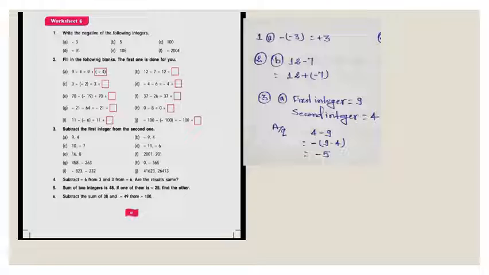In question number 1, you have to write the negative of the following integers. It means you have to write the negative of the given numbers. Like in question A, minus 3: the negative of minus 3 is minus of minus 3, which is equal to plus 3. Negative of negative gives us positive. So our answer is plus 3.